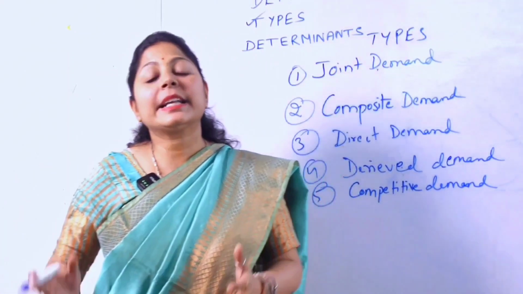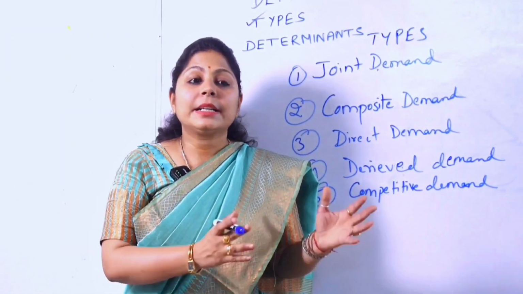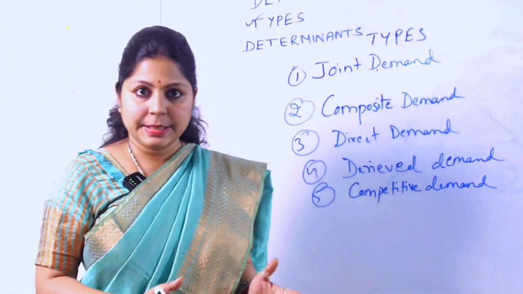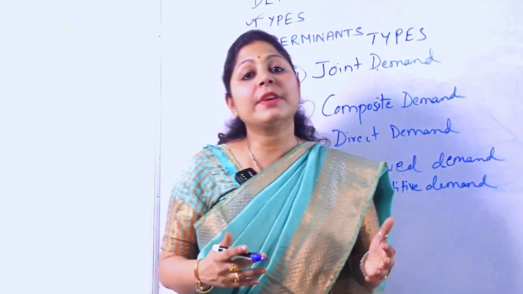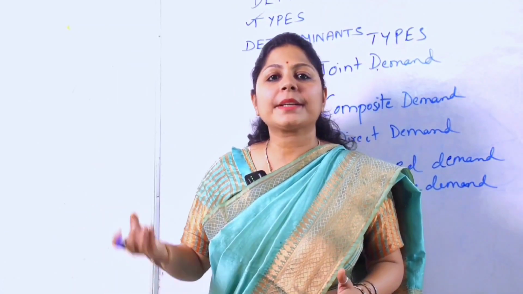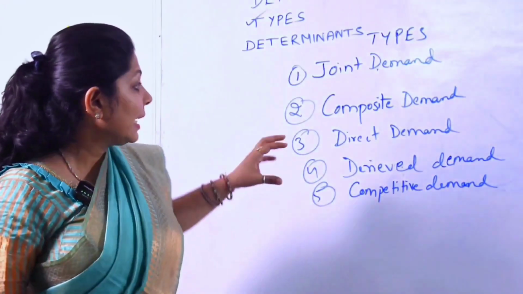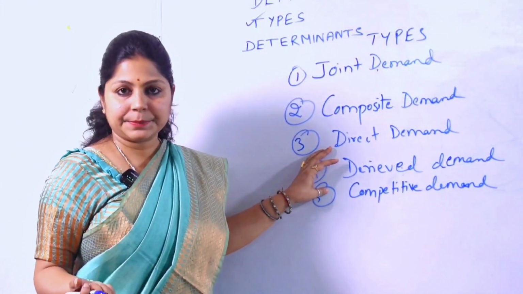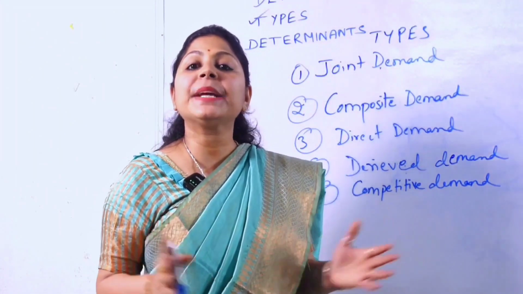But these are derived demands. The demand for these goods will increase if the demand for house will increase. Okay, if more and more people will be purchasing houses, we will require more bricks, more cement, more steel, more iron. So these are known as derived demand. Competitive demand, that means the two commodities are competing with each other.